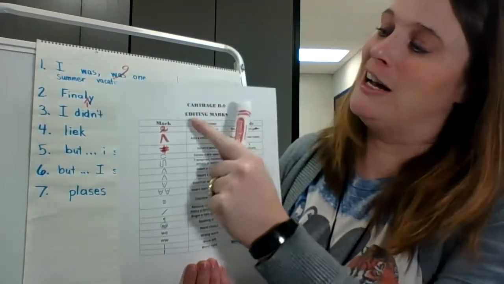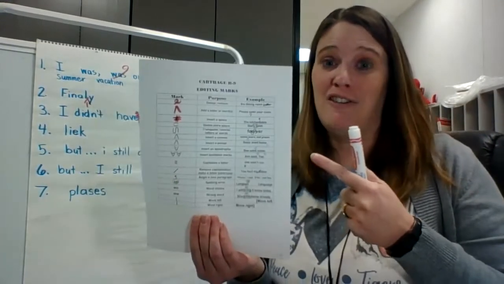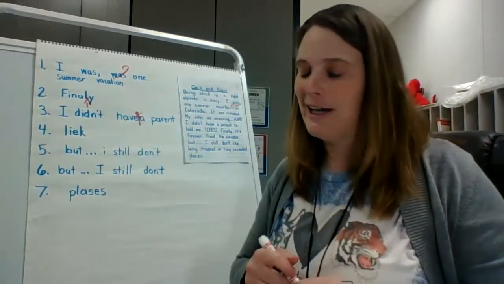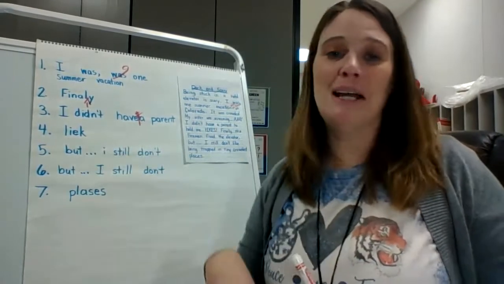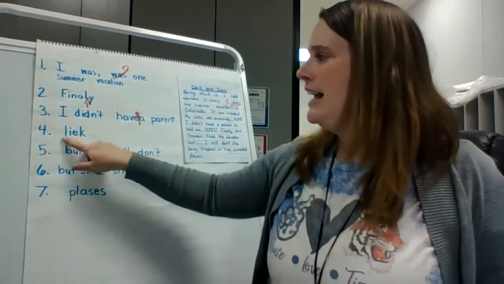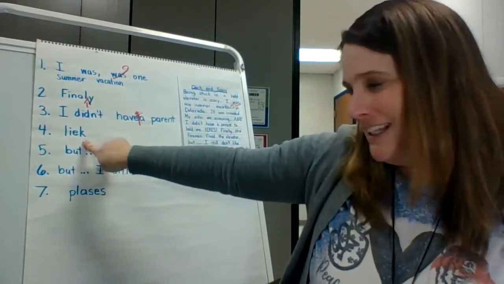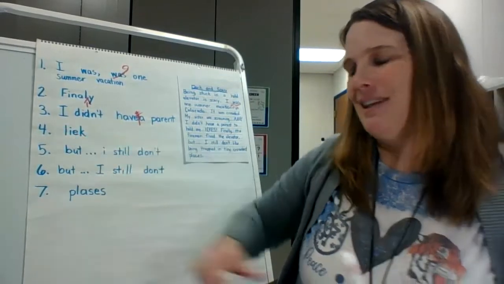So even our high school, look, it says Carthage R9 editing marks. That means you're going to be using this sheet for the next 12 years. Oh my gosh. So you'll get really good at it. Sometimes kids flip-flop words, and I put the word like, but do you see a problem with like? That silent E goes at the end, doesn't it?